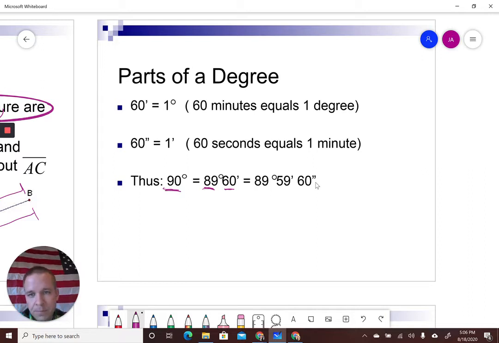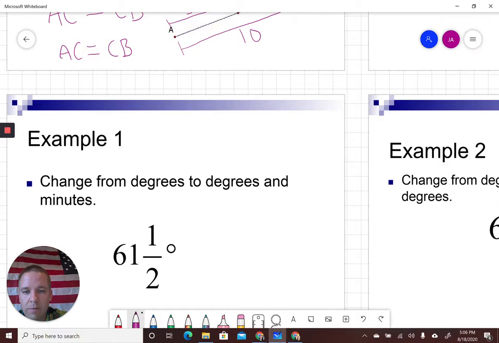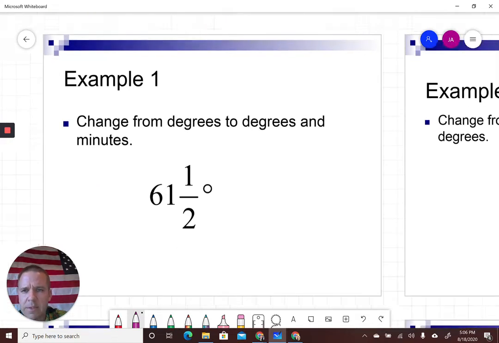Okay? All right, you'll see degrees, minutes, seconds used frequently in navigation. Like if we're talking about coordinates and stuff, they don't want to use decimals. They'll use degrees, minutes, seconds. You'll see that on maps and things like that, right? Because you guys are all about those maps and things. All righty.